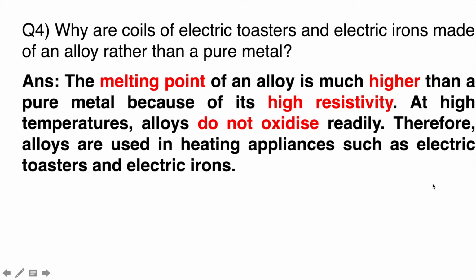The melting point of an alloy is much higher than a pure metal. Because of its high resistivity, at high temperatures alloys do not oxidize readily. Therefore, alloys are used in heating appliances such as electric toasters and electric irons. So, these are the three important points: high melting point, high resistivity, and do not oxidize.